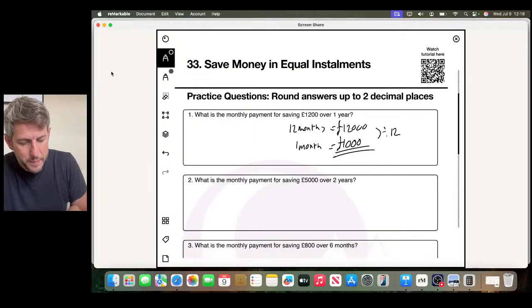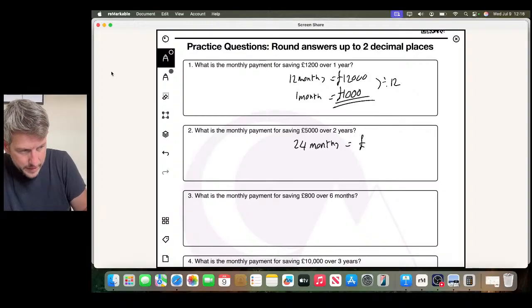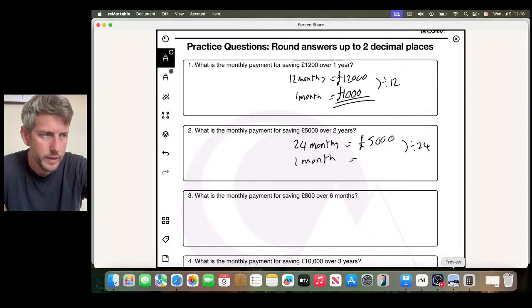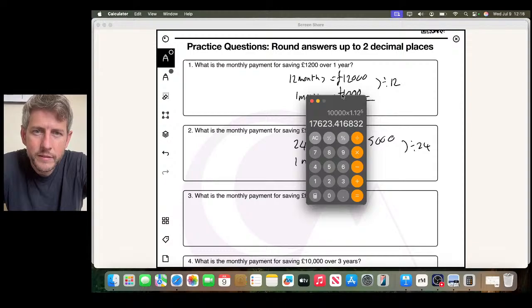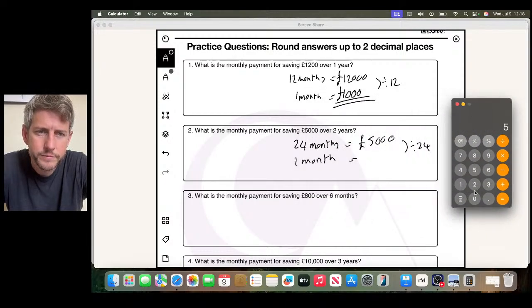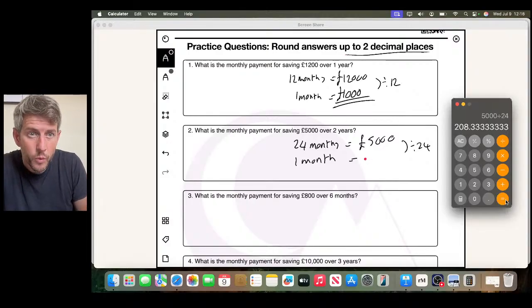Okay. Monthly payment for saving 5,000 over 2 years. So 2 years is 24 months equals £5,000. 1 month will equal this divided by 24. I'm going to get my calculator out for that, and I can go back to basic. Okay, here we go. So 5,000 divide 24. Round answers up to 2 decimal places, again because it's pounds and pence. So what we've got here is £208.33.